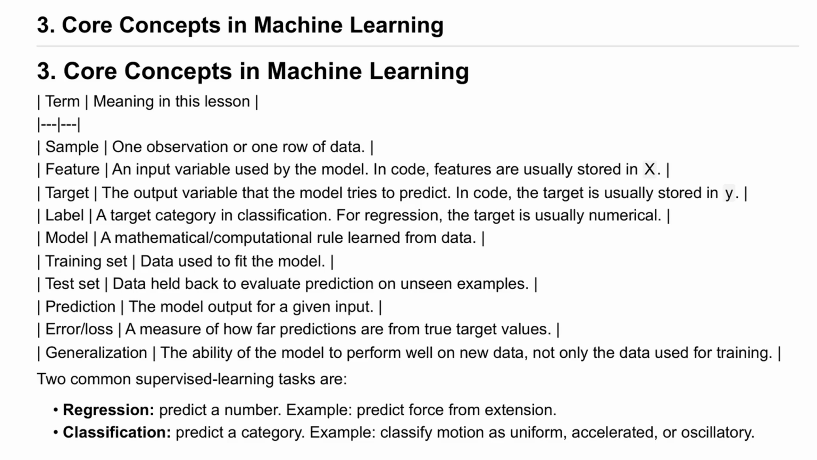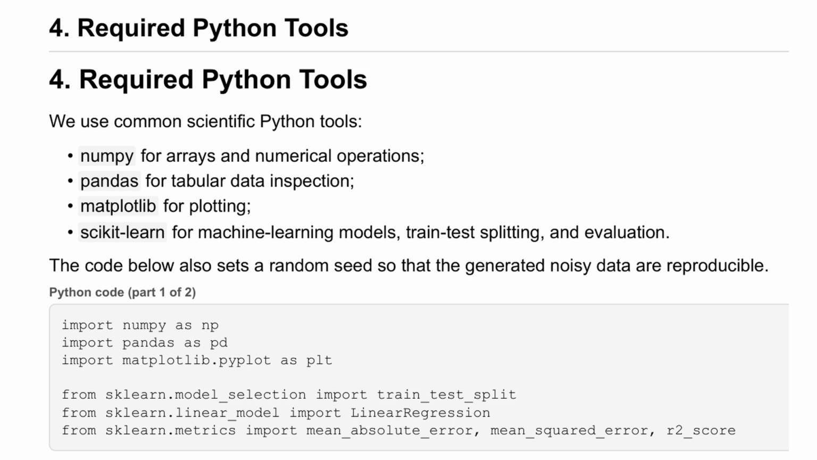Let us define some core terminology. A feature is an input variable, usually stored as an array X, while a target is the output we want to predict, stored as Y. In regression tasks, we predict a numerical value, and we always evaluate how well our model generalizes to unseen test data. We will use standard Python scientific libraries for this work.